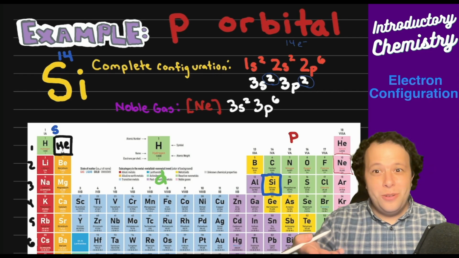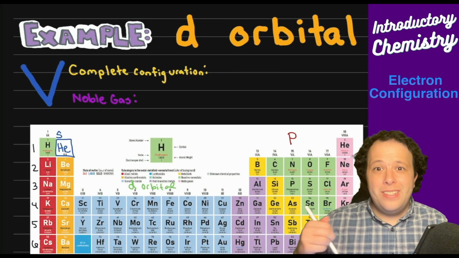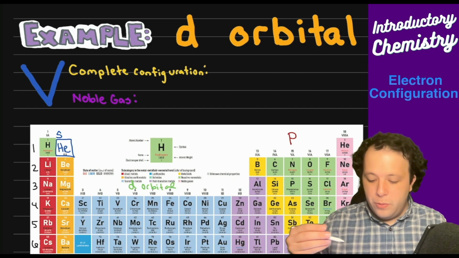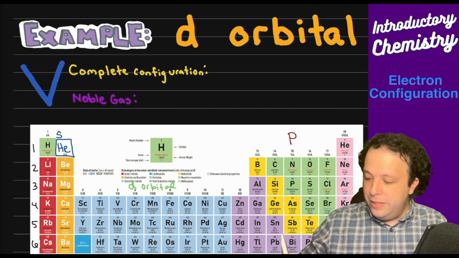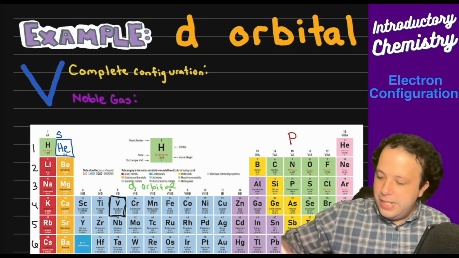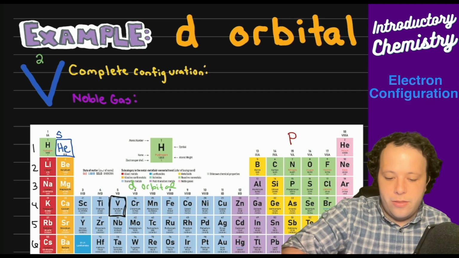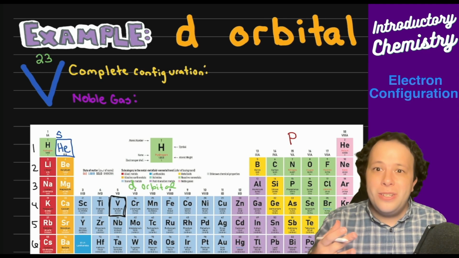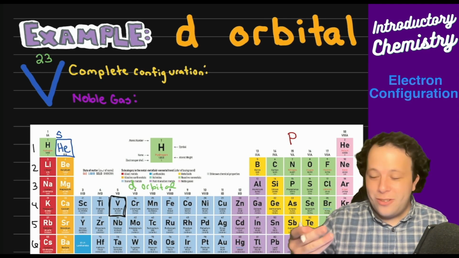Let's do the d orbital example. With the d orbital example, this one is a longer problem. Same with the f orbital one. So with the d orbital, what we're going to be looking for is vanadium in this case. So with the V, we can see vanadium is right over here. This one has a number of 23 above it, so it has 23 electrons. So when you go through this, double check your math to make sure you're getting there.